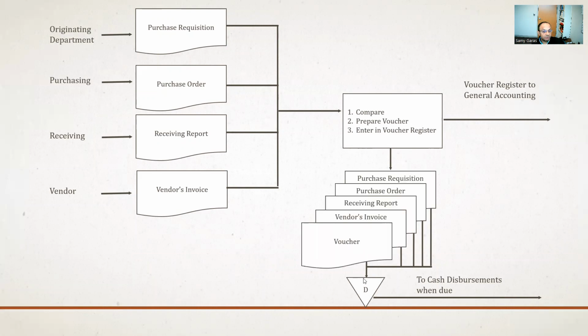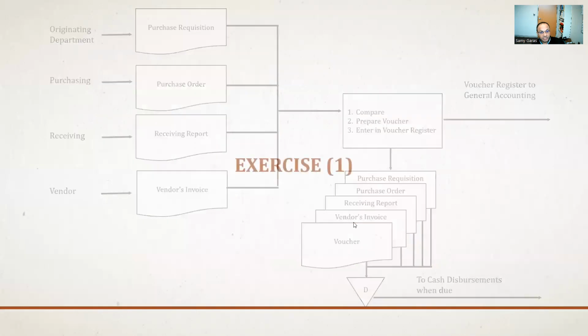So the original voucher here will be kept on file for the cash payment. And then the voucher will have the invoice of the supplier, the receiving report, the purchase order, and the requisition. And this is very essential in auditing, that whatever we requested from the beginning goes all the way through to the invoice with the same quantity.